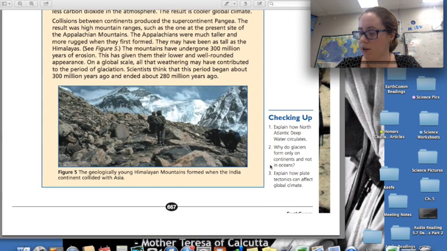In your checking up section and in your reading guide, you will find these three questions, and then some other questions to stretch your thinking as well.